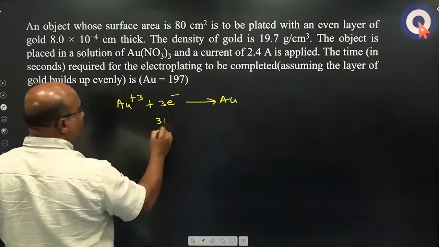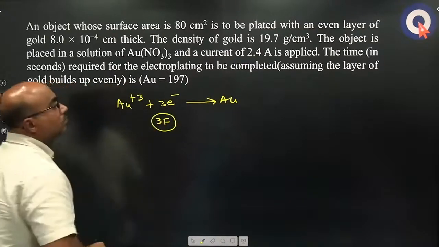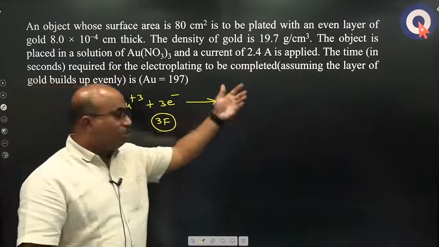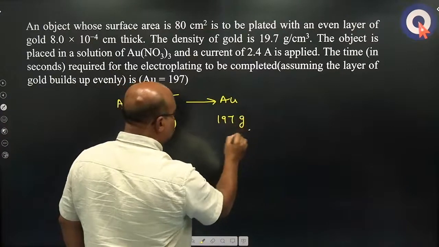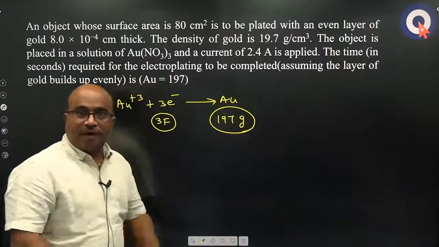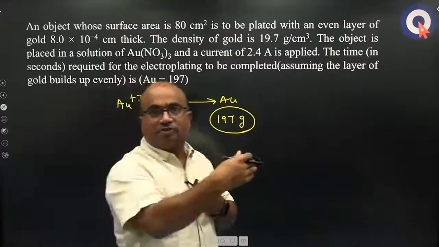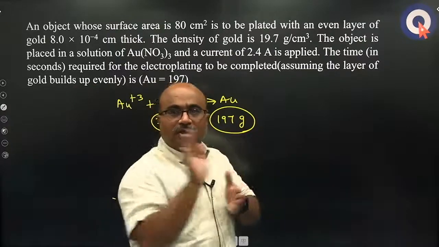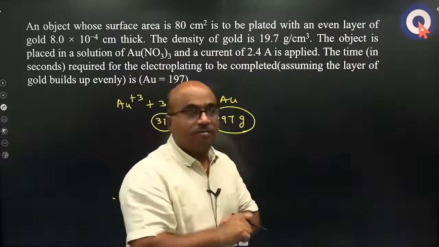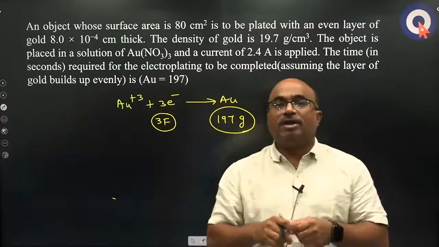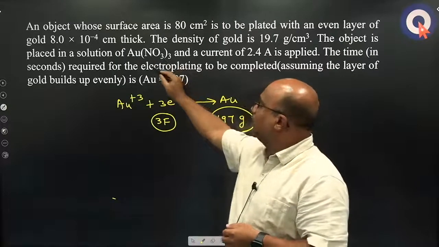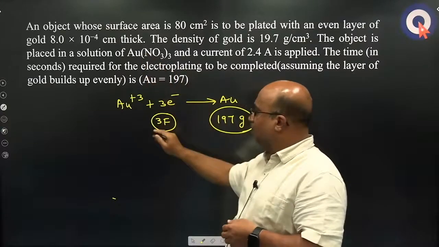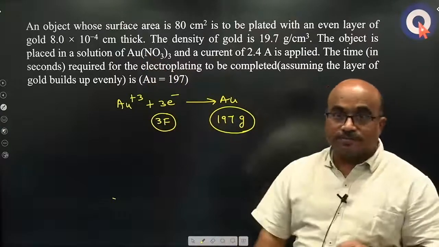3 Faradays are required for 1 mole of gold to coat. That means for 197 grams. So if 197 grams of gold has to be plated onto the surface of any plate, how many Faradays do we require? Because it is gold nitrate, it is Au3+, so it is 3 Faradays.